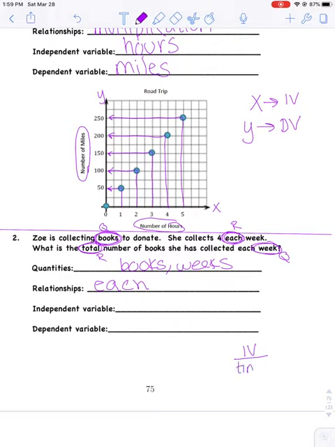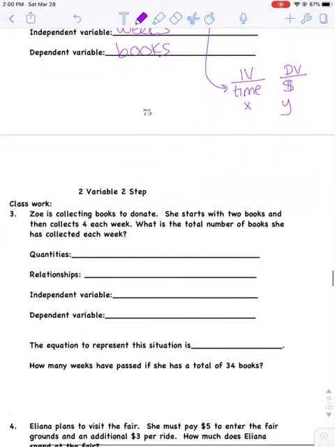All right, well, independent variables I know are usually time, and it's usually X. Dependent variables I know are usually money and Y. But you get other examples too. In this case, I do have a measure of time though. Time would be weeks. So I know that weeks is going to be independent, which leaves books to be dependent. The number of books she has collected depends on how many weeks have passed. The weeks that have passed do not depend on how many books she's collected. You can't force time to change. Time is in control. All right, let's keep going.